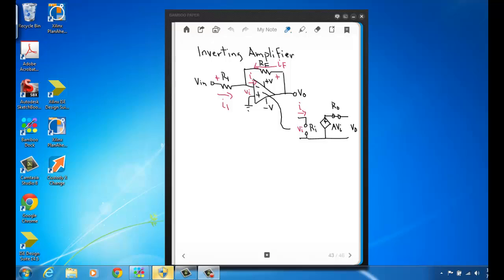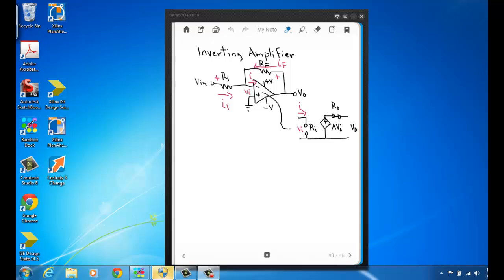Feedback is anytime you have a connection between the output and one of your inputs. So you can see here we have a resistor between V out and the inverting input. The non-inverting input is grounded, and then we have another resistor here, R1, that's attached to not only the feedback resistor but also the inverting input.